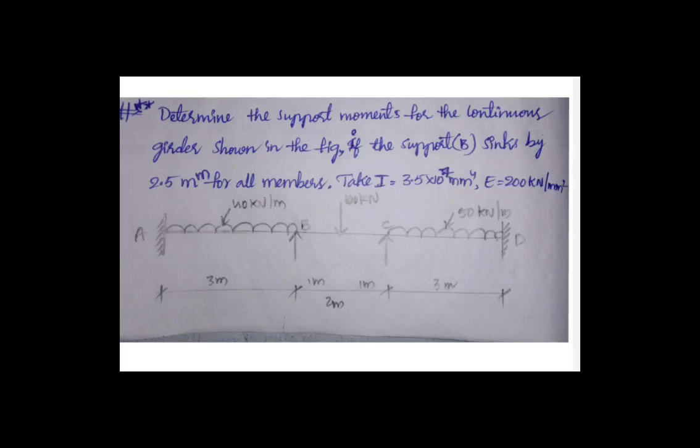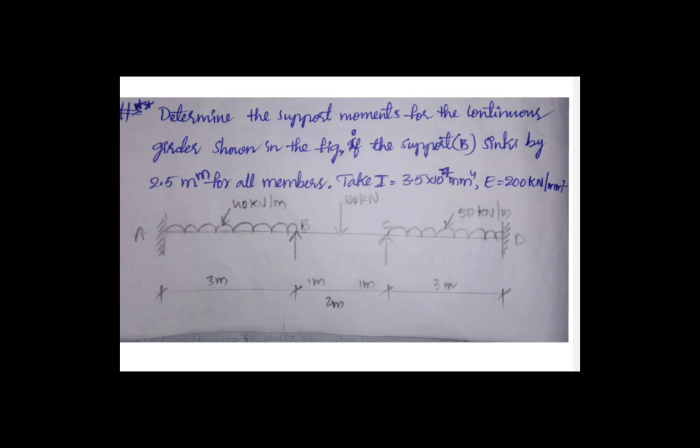In today's session, we'll see a problem on moment distribution method of a continuous beam with a sinking support case. The problem is: determine the support moments for the continuous girder shown in the figure, if the support B sinks by 2.5 mm. For all members, take I equal to 3.5 into 10 power 7 mm^4 and E equal to 200 kN per mm square.